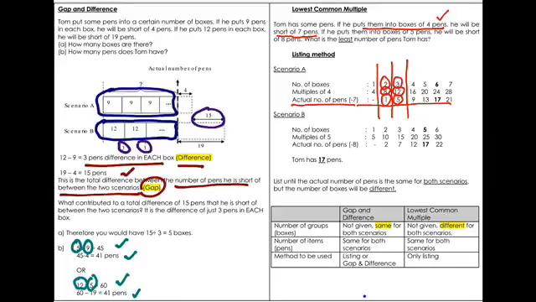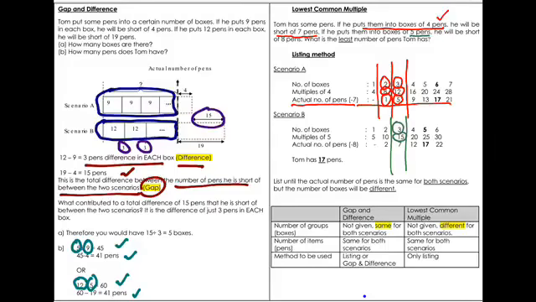Scenario B is also the same, so let's try this column. You yourself go and list down. For example, if there are 3 boxes, then for scenario B there are 5 pens in each box, so 3 boxes, 5 pens in each box, there should be a total of 15 pens.